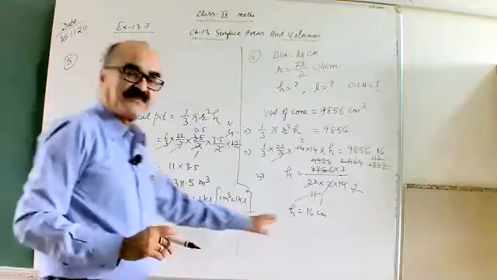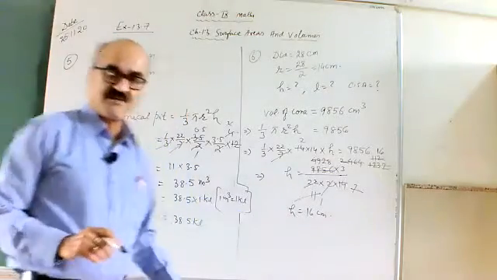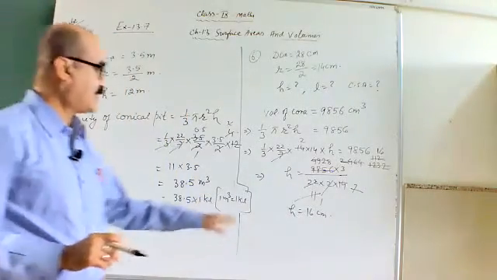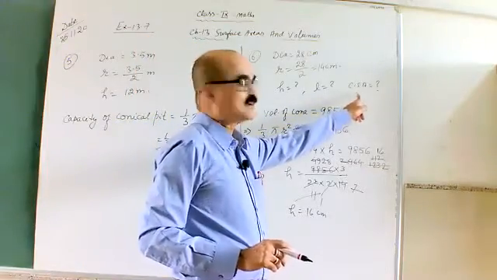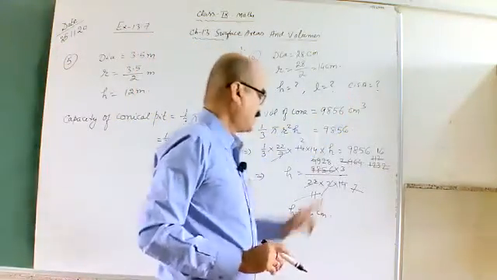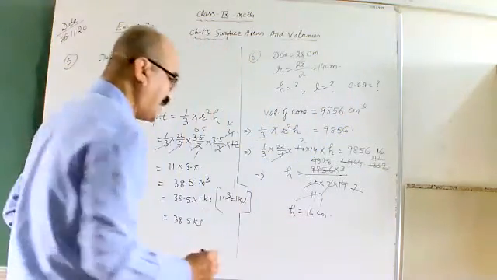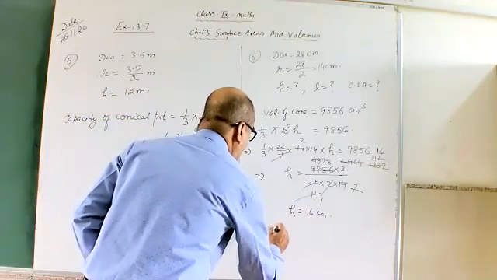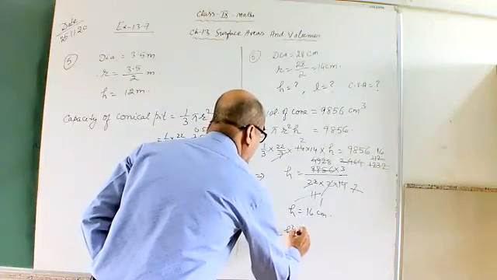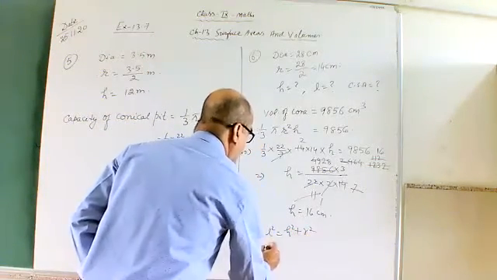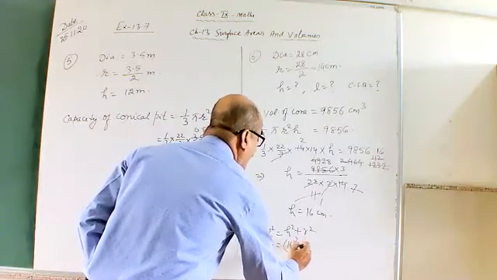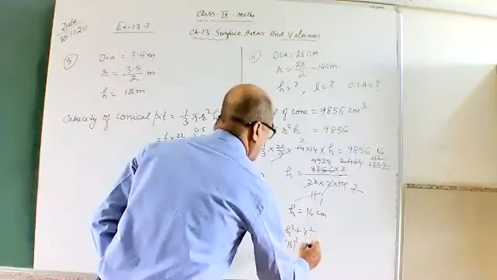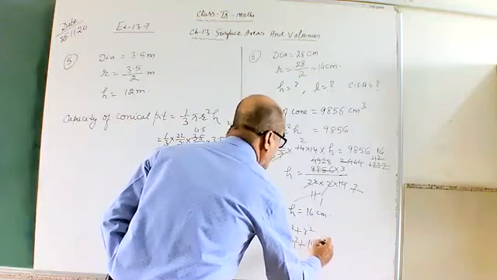So after finding h, what can we find out? We can find l, because we need l for curved surface area. What is the relation between l, r and h? As you know, l square is equal to h square plus r square. So l square is equal to h is 16 square and r is 14 square.